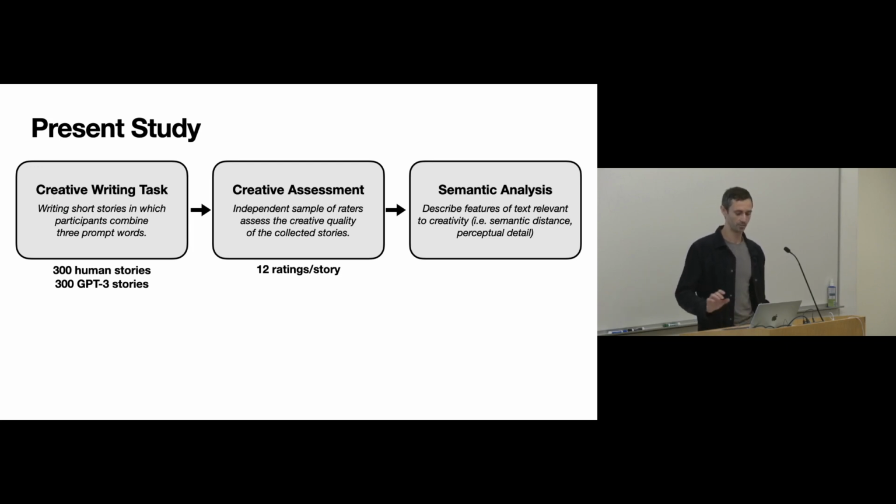In a second step, we had an independent sample of human raters online assess the creativity of each story, and they were blind to whether it was written by a human or by a computer. The stories were assessed on a 1 to 5 scale, and we compute the average creativity score across 12 ratings. In a third and final step, we quantify features of text that we thought might be relevant predictors of creativity. I'll describe them more in just a moment.